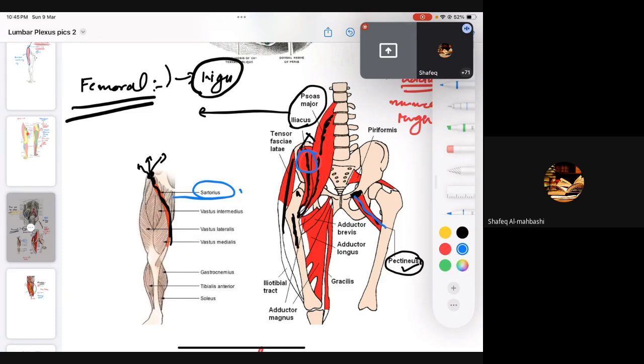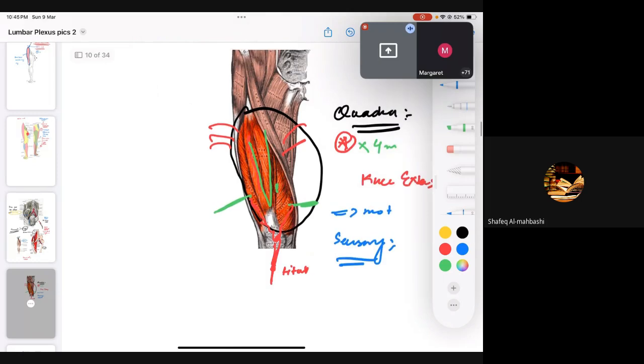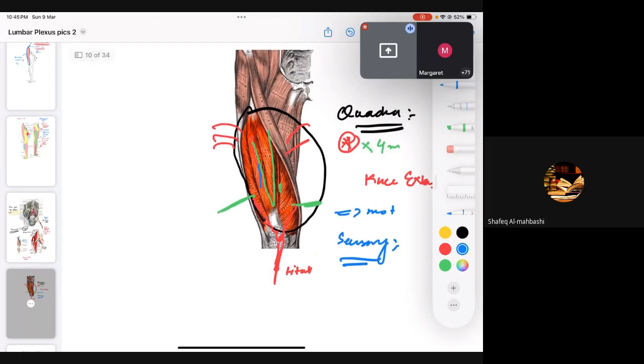And what are your quadriceps' four muscles? Your rectus femoris, vastus lateralis, medialis, and intermedius, right? So let's discuss here. Your anterior thigh basically has your rectus femoris, vastus medialis, vastus lateralis, and beneath your rectus femoris, you have a muscle which is vastus intermedius. Is that clear? Okay.